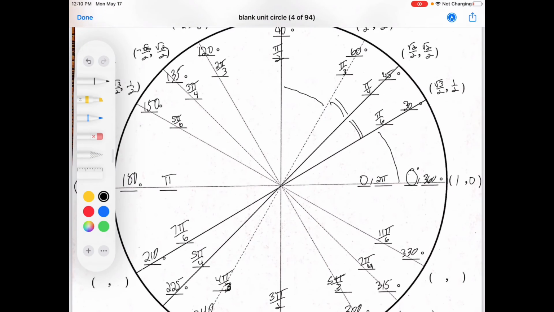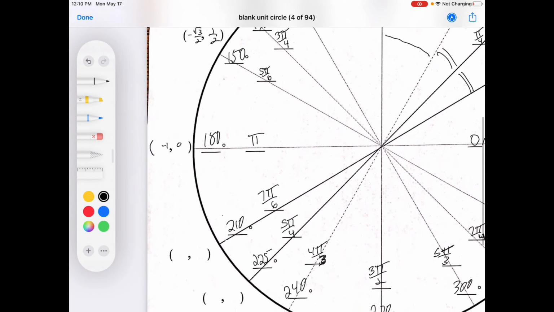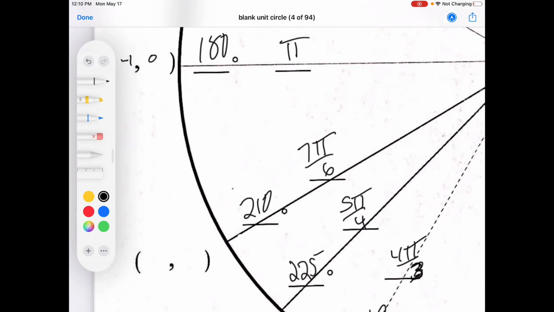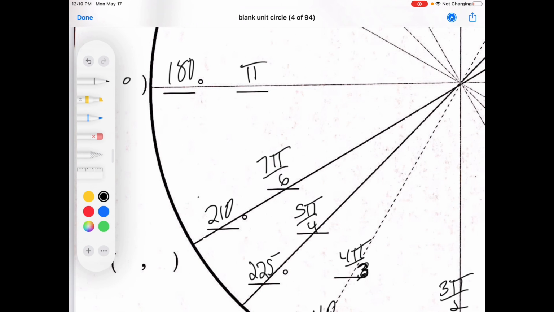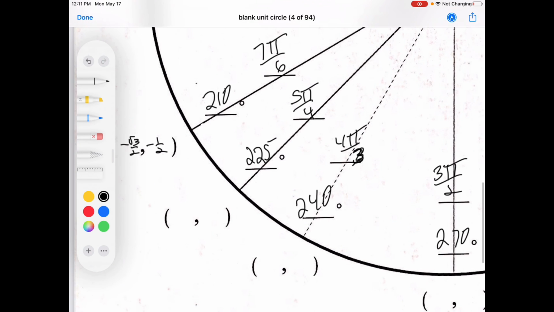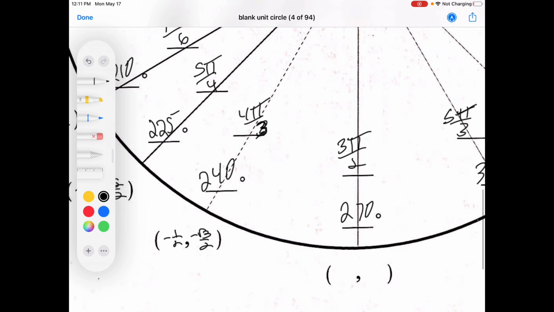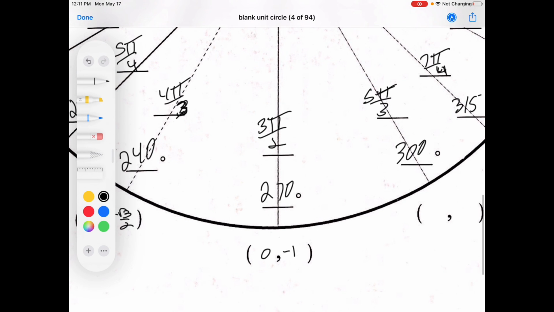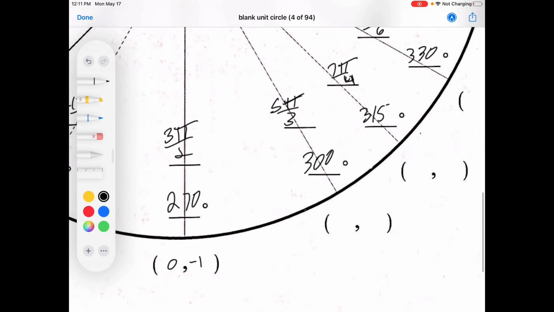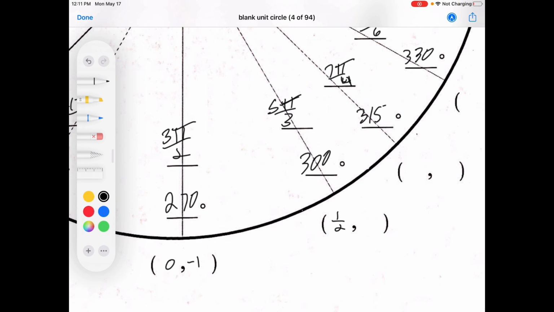Let's do the third quadrant now. This is going to be negative, negative in the third quadrant. So negative root 3 over 2, negative 1/2, negative root 2 over 2, negative root 2 over 2, and negative 1/2, negative root 3 over 2 at 240. At 270, 0, negative 1. At 300, 1/2. This is quadrant 4.